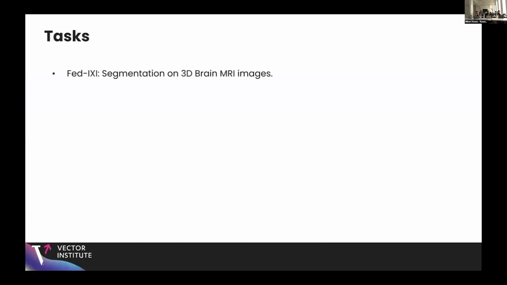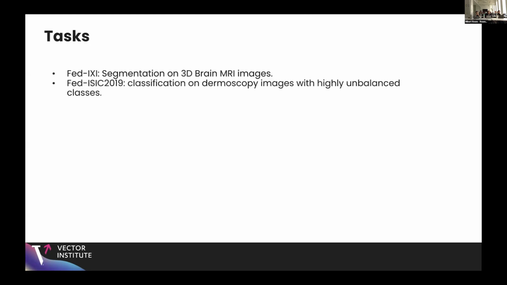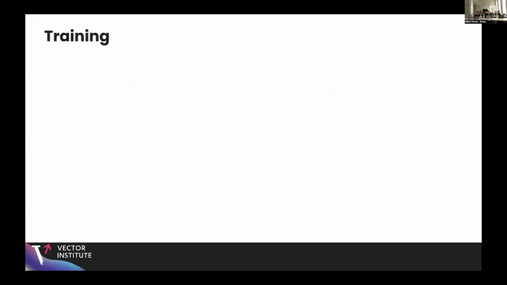So in this case, I'm going to consider two tasks. The first is called FedIXI, a segmentation task on 3D brain MRI images. The second one, called FedISIC 2019, is a classification task on dermoscopy images where the classes are highly unbalanced.